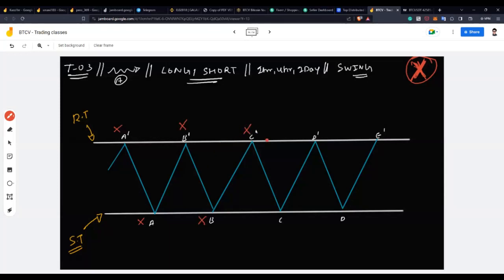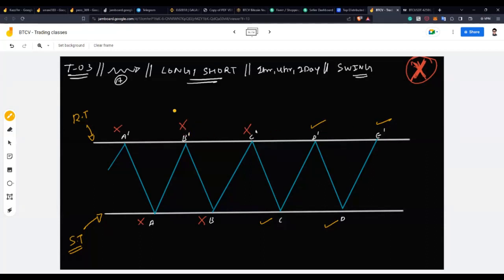But once we have C dash, that means we know there is a very high chance that the market might take a U-turn from C. And once the market takes a U-turn from C, then I can take a trade. So from here onwards, I can start taking trades. So I can take a trade on C, on D dash, on D, or on E dash also.